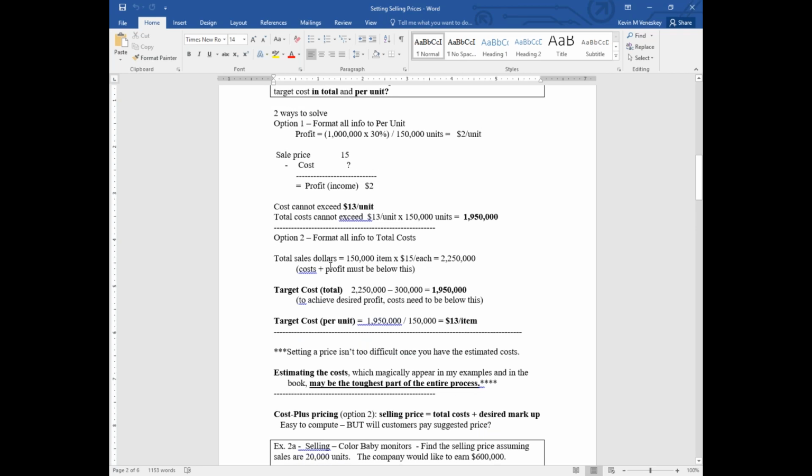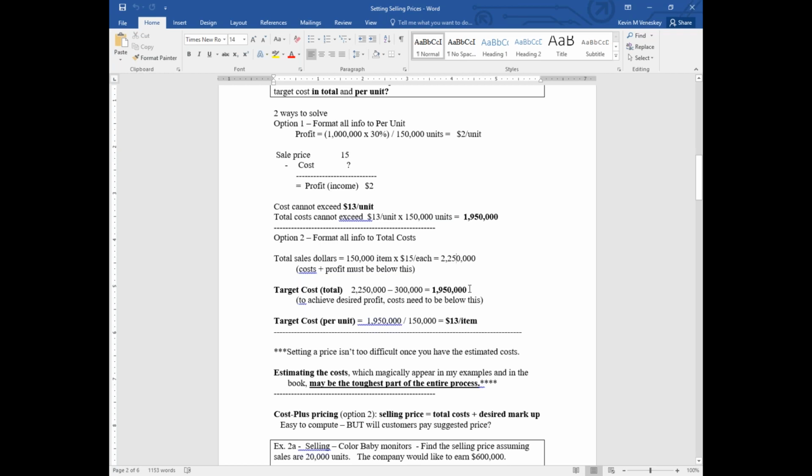Now we could do this the opposite way, turn everything into total costs. If this way didn't make as much sense, let's see if the second option does. So we find first, if we want to take everything into total cost, we figure out how much in total sales am I going to bring in. If I sell 150,000 units at $15 a piece, 2.25 million. Now we take the 2.25 million, subtract out what we already figured was our profit.